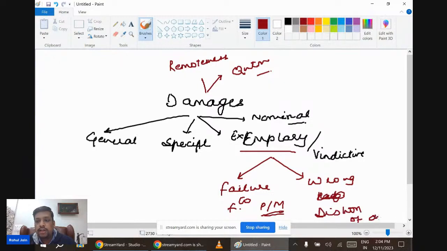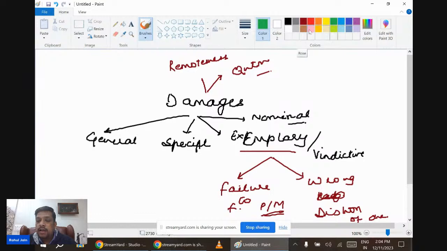Wrongful dishonor of check. If a bank has wrongfully dishonored the check, then in such an eventuality, exemplary damages may be given. Okay. Now, sometimes the situation is this, that damages are not sufficient. We do not want damages.